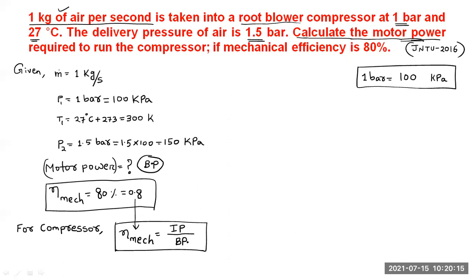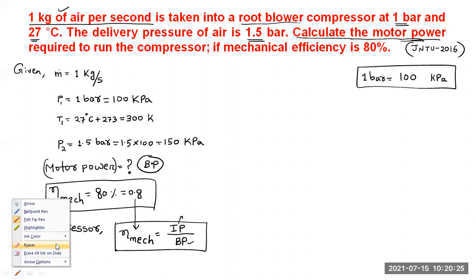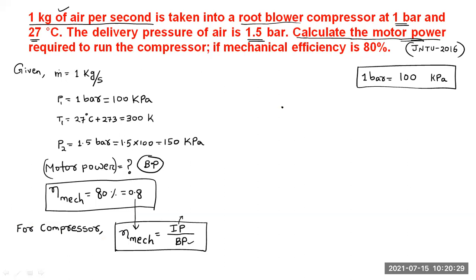But mechanical efficiency 80% they have mentioned. Brake power we have to calculate. The only thing is we have to calculate the indicated power or actual power first. So we will calculate the same thing over here. First, we will calculate the indicated power, which is also called actual power for the compressor.